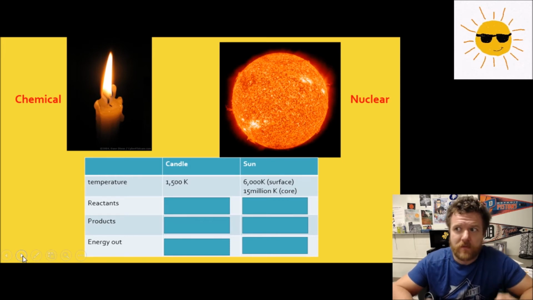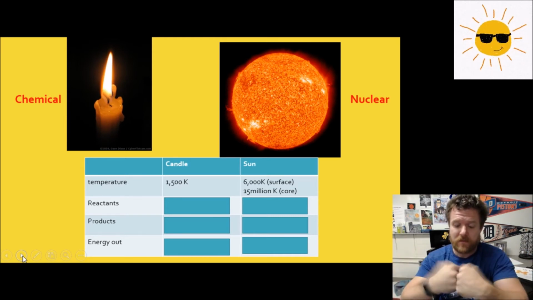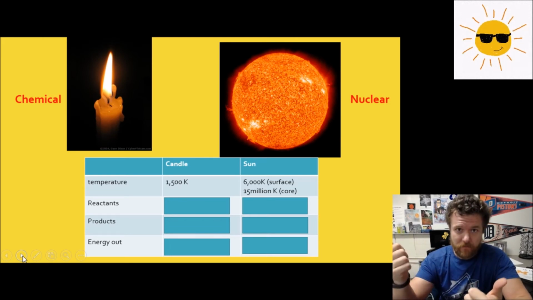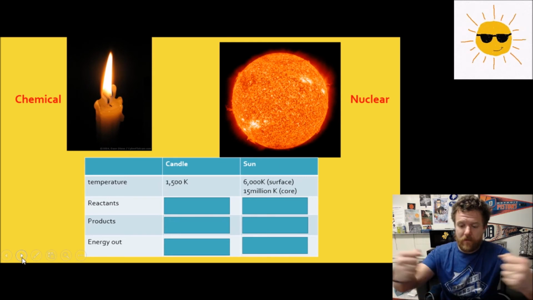Why? Because those positive protons have to be moving so fast to smash into one another without being repelled. You have to heat things up very, very hot to do fusion. If you don't heat it up hot enough, they don't move fast enough, and then they just repel.